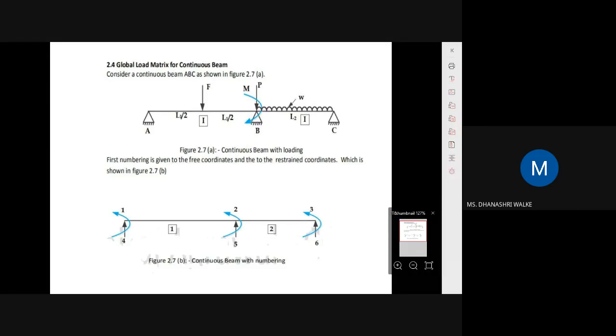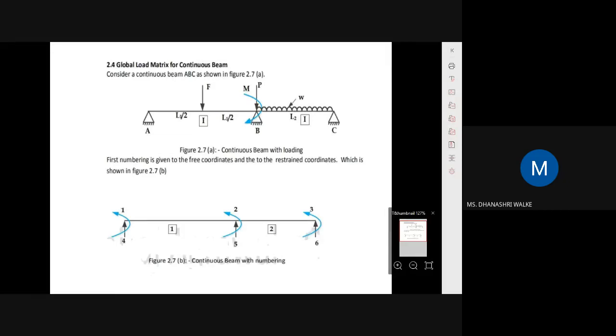As you know, the global load matrix AC is equal to AJ plus AE. AJ is the joint load matrix and AE is the equivalent joint load matrix due to the load on the member. So first of all, we will see how to assemble the global load matrix for a continuous beam.